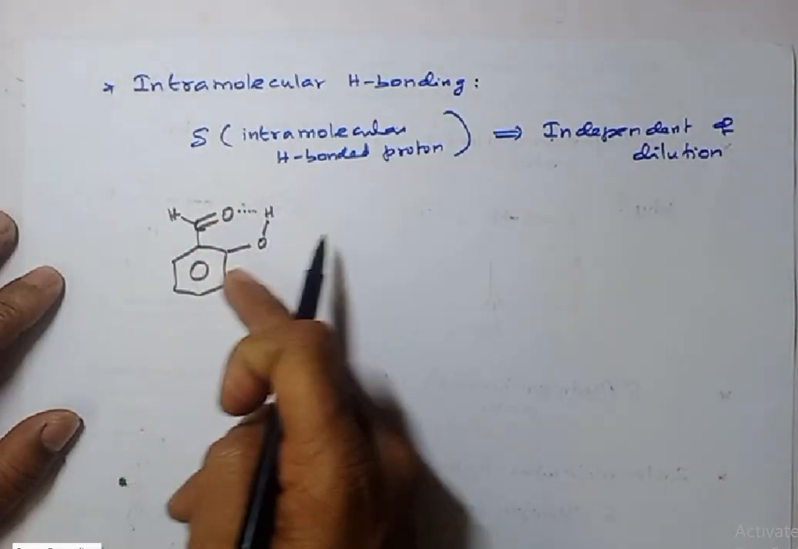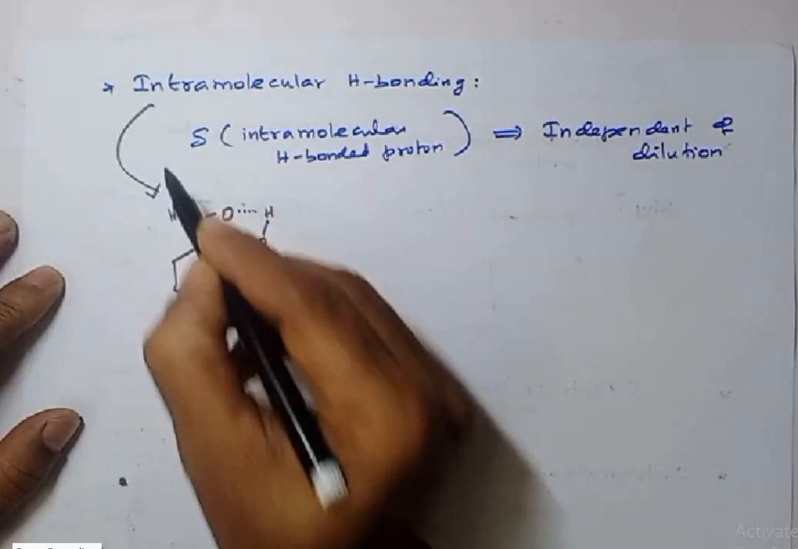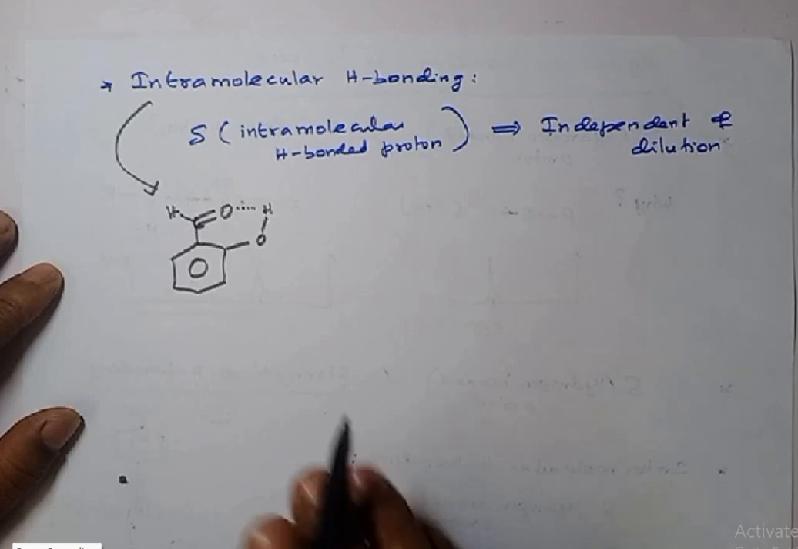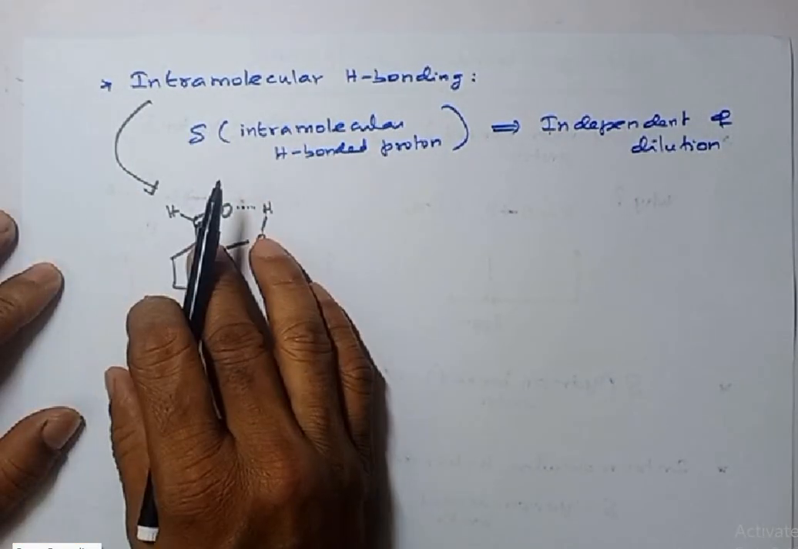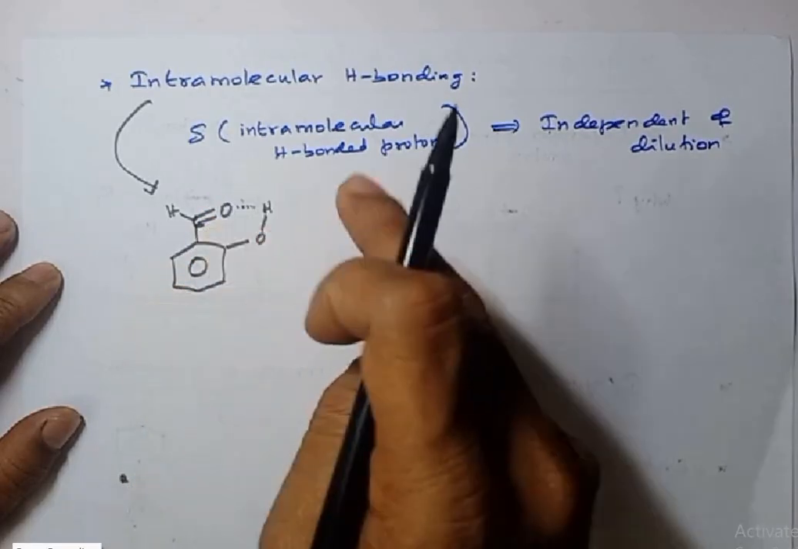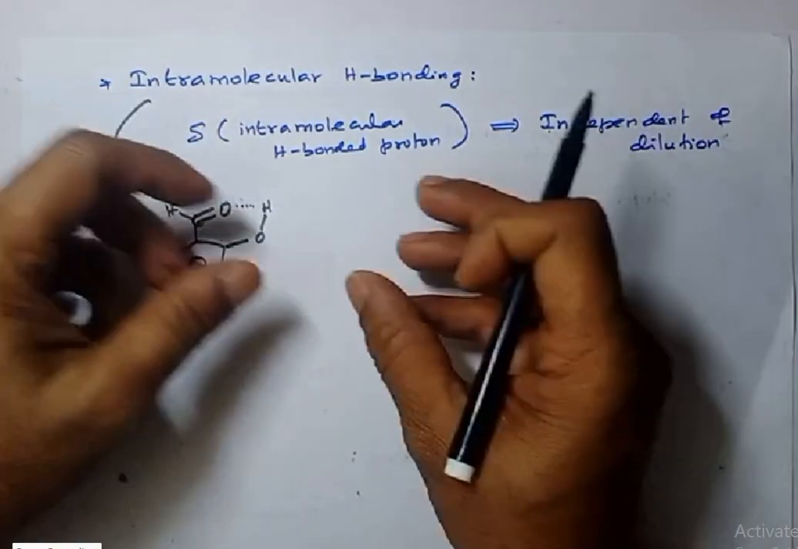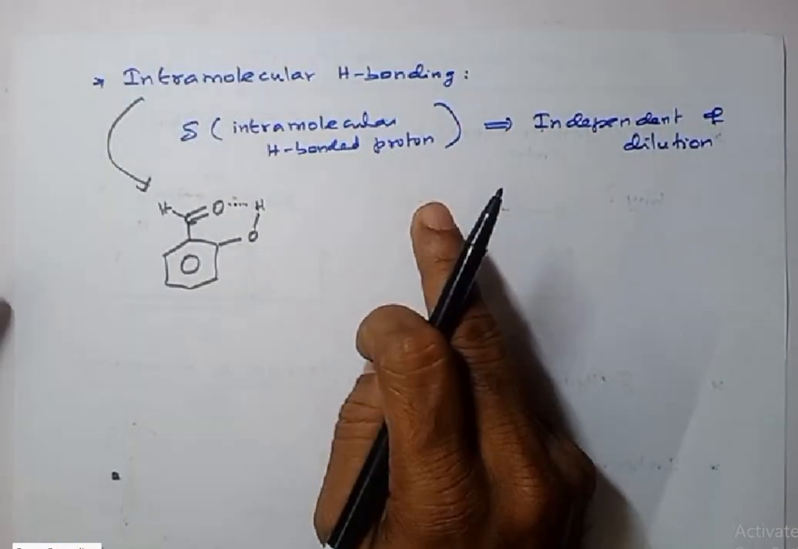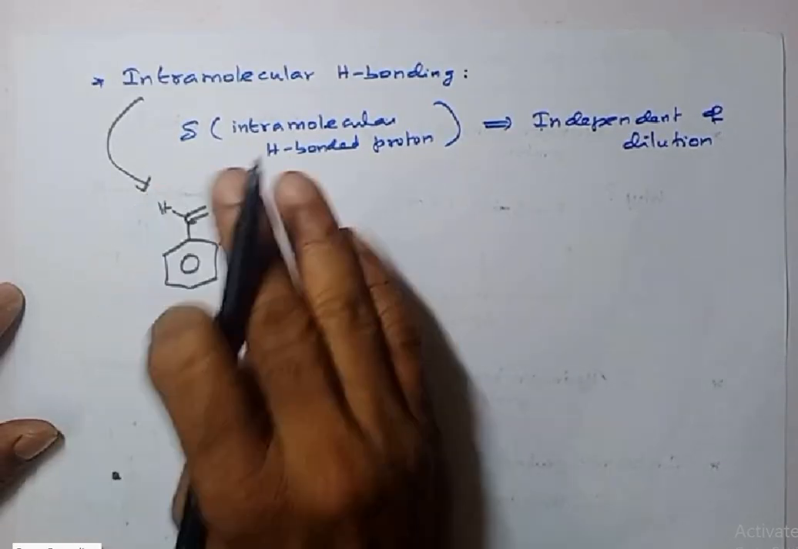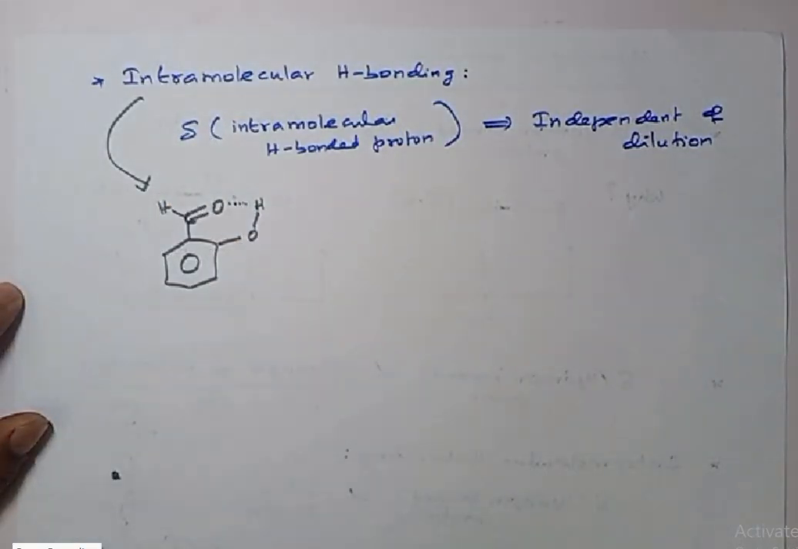Listen carefully, this hydrogen bonding exists within one molecule, so this is intra, right? Intramolecular hydrogen bonding. Listen, in intramolecular hydrogen bonding, since hydrogen bonding exists within one molecule, on dilution the distance between one molecule and another molecule may increase, no doubt. But this hydrogen bonding does not get affected because of dilution, because it happened in only one molecule.